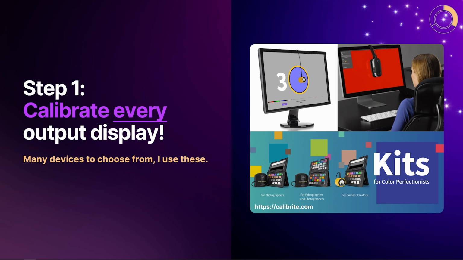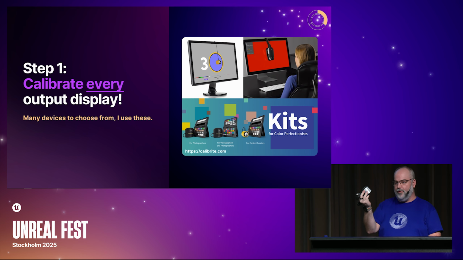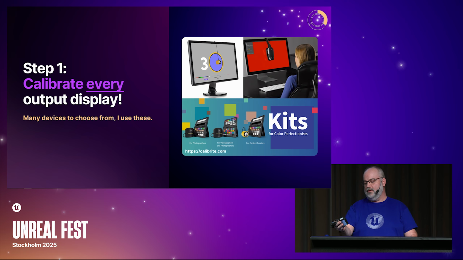This is the calibrator that you've seen in the Unreal viewport. This is the X-Rite i1 display. It's an old one. I've had it forever. This is a newer version. It's the Calibrite 123, whatever. But you got to calibrate all of them.